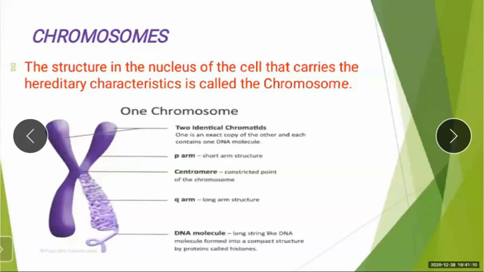Centromere means the constricted point of the chromosome where these two V's get in contact. That center part is called the centromere. The lower arms are called the Q arm, which is the long arm structure. And see the downside, DNA molecules, spirals are seen. This long string-like DNA molecule is formed into a compact structure by proteins called histones.